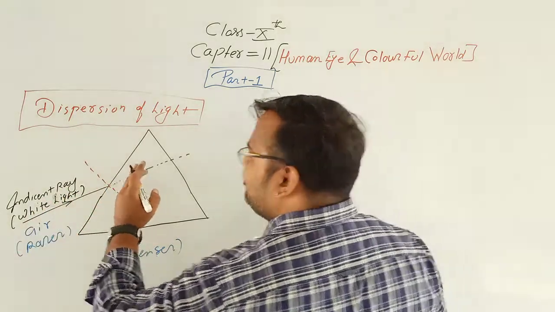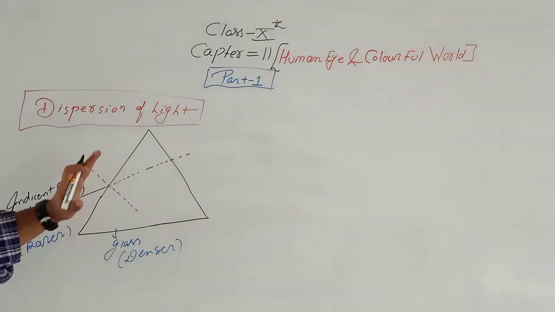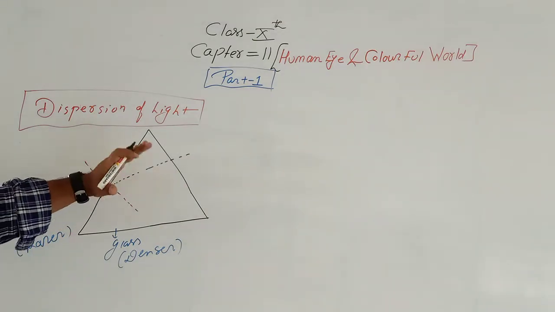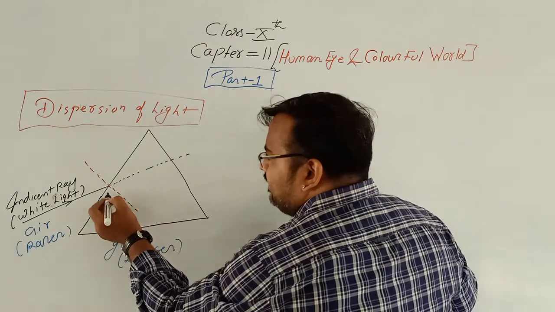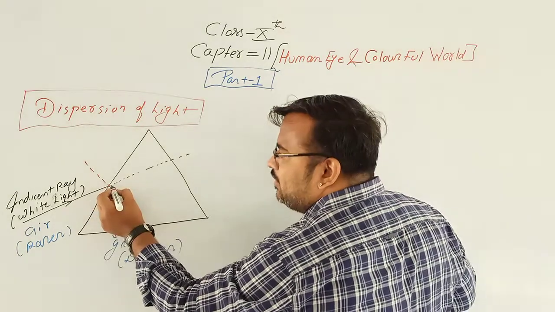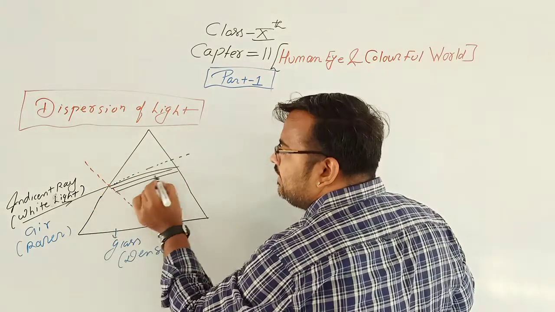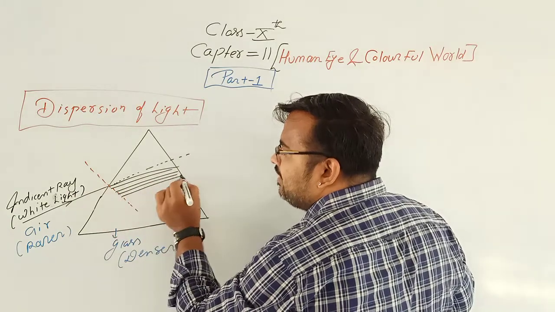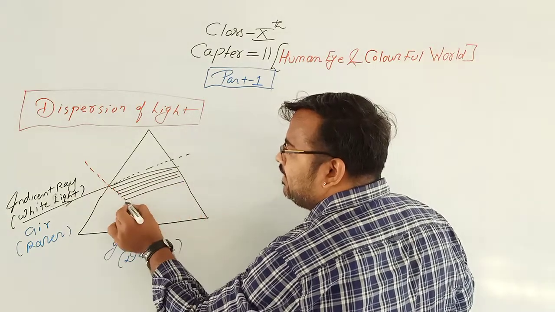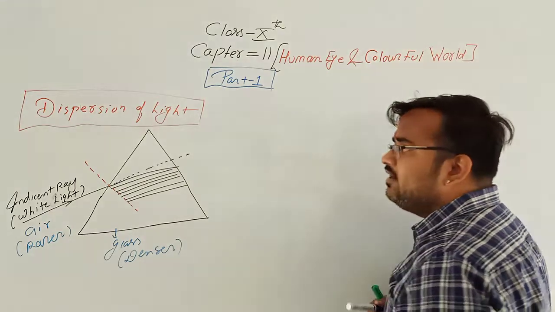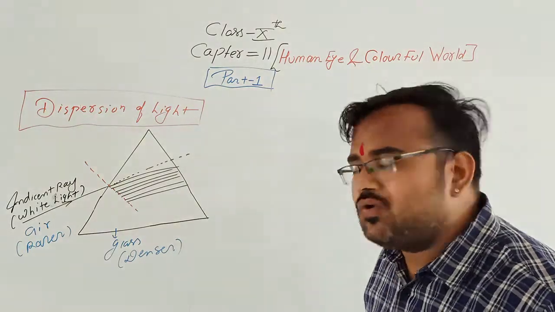From rare to denser it will bend towards the normal. So this white light is split into its 7 constituent colors: 1, 2, 3, 4, 5, 6 and 7. Clear? It will split into its 7 constituent colors.